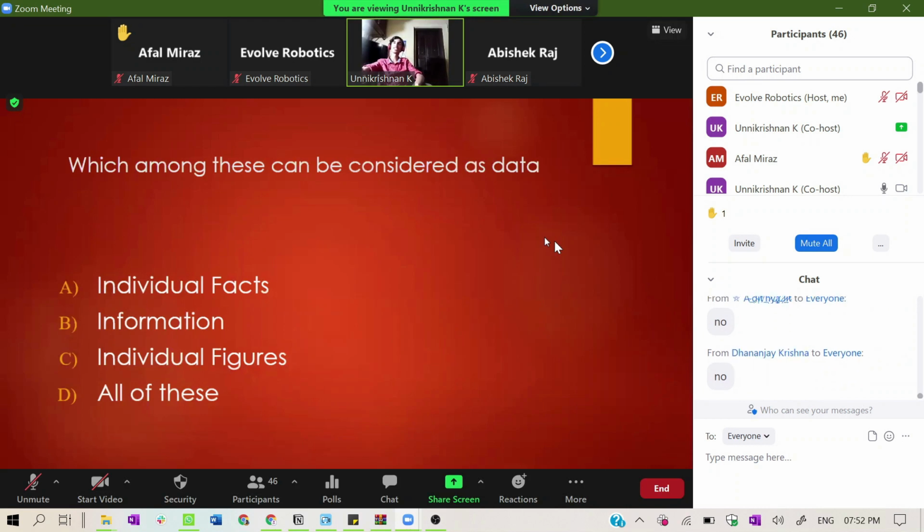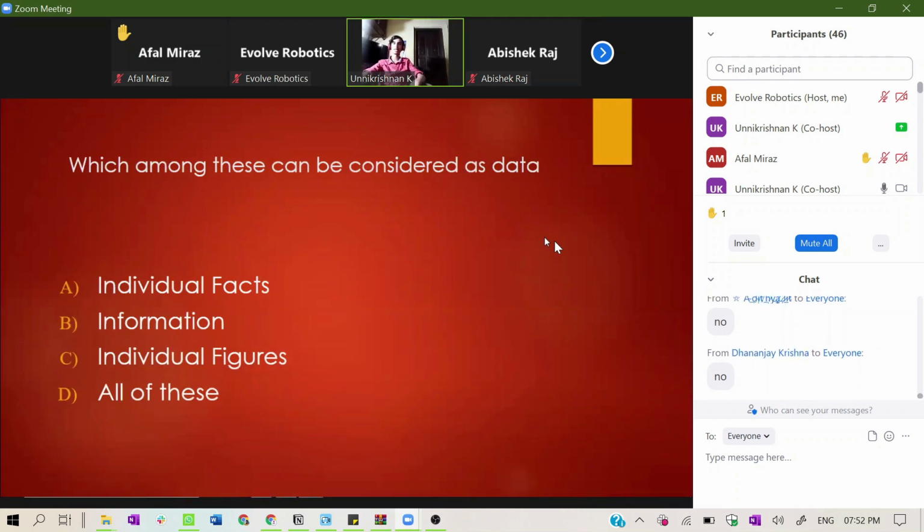Simple questions. Which among these can be considered as data? Option A, individual facts. Option B, information. Option C, individual figures. Option D, all of these. So I see D, all of these here. Does anyone have any other options to suggest apart from D?